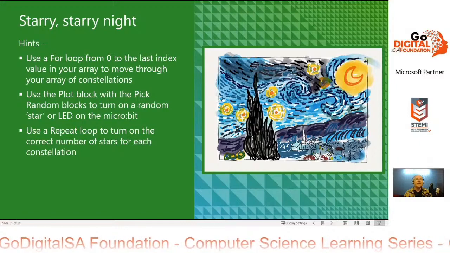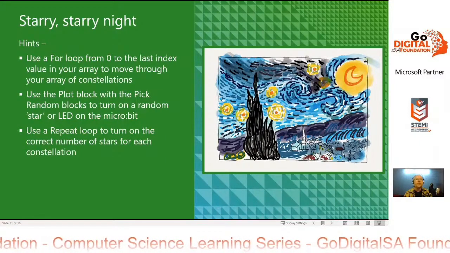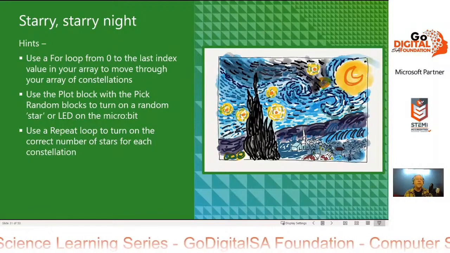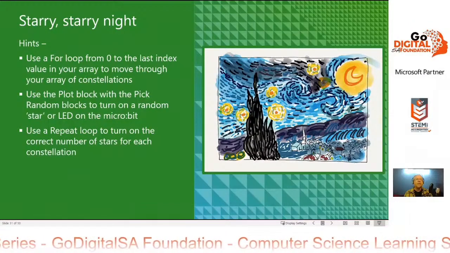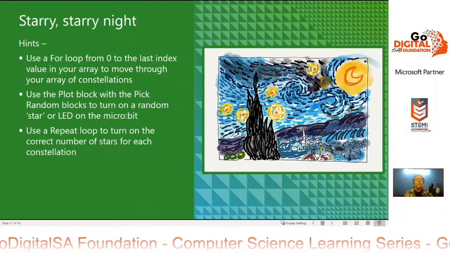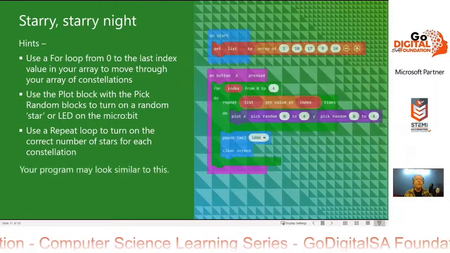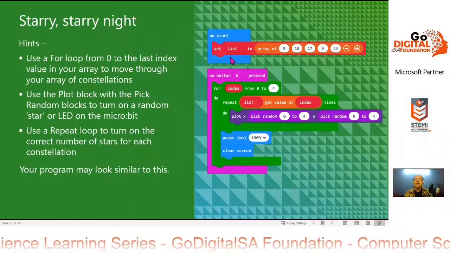Okay, so use a for loop from 0 to the last index value in your array to move through your array of constellations. Use the plot block with the pick random blocks to turn on a random star or LED on the Microbit, and use a repeat loop to turn on the correct number of stars for each constellation. Okay, the program might look similar to this. So we'll take a look at this in MakeCode.